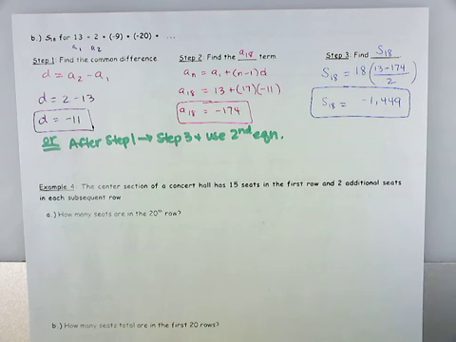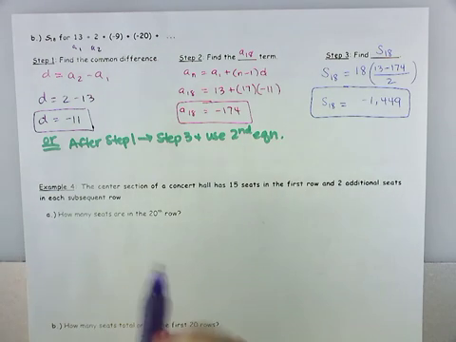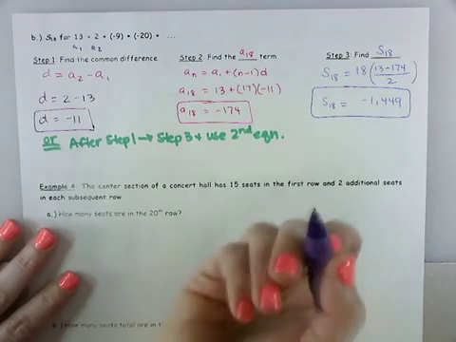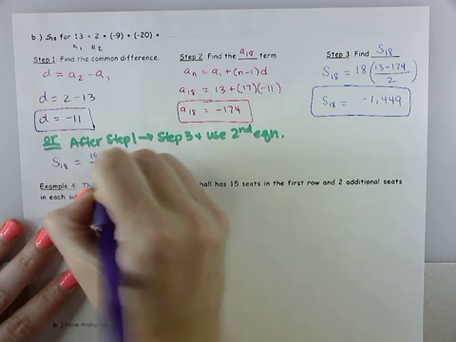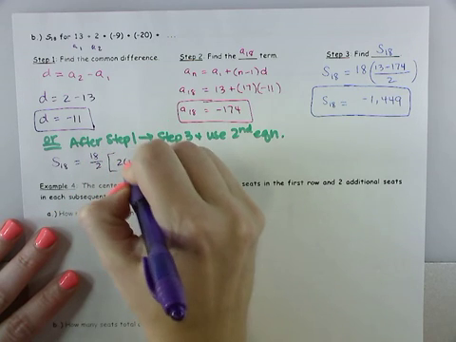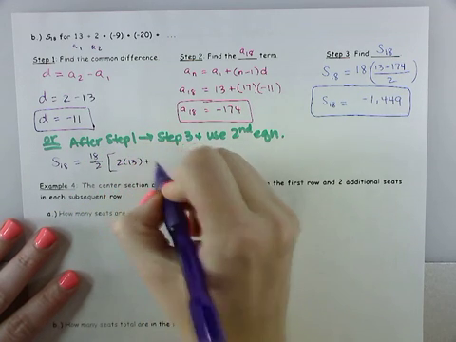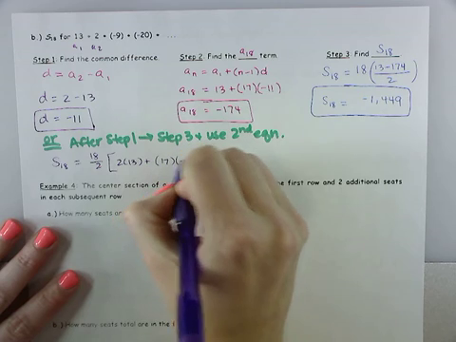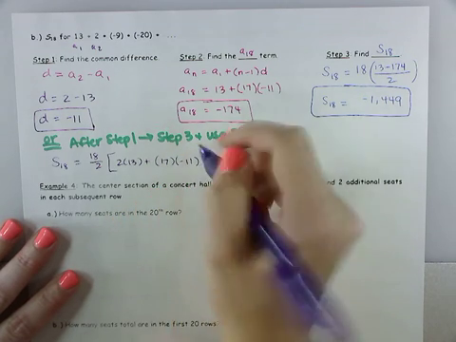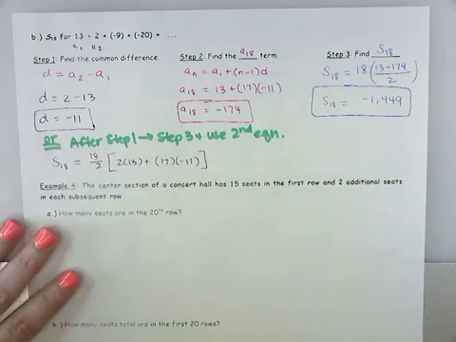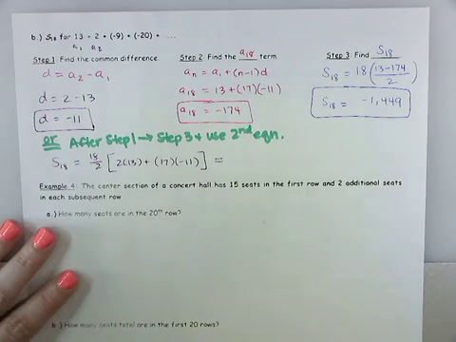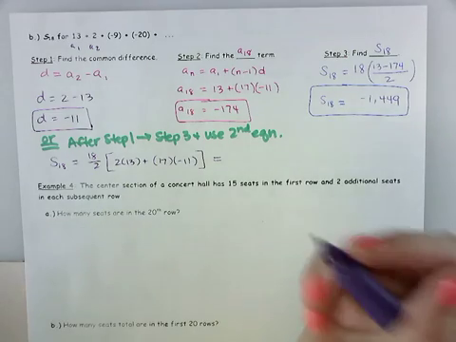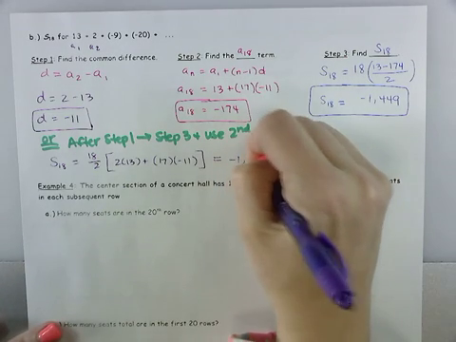If you do that, your second equation, if I'm doing s sub n, this will be s sub 18 equals 18 over 2 times your a sub 1 plus n minus 1 times d. And you will end up getting the same answer. So you'll still get your negative 1,449.